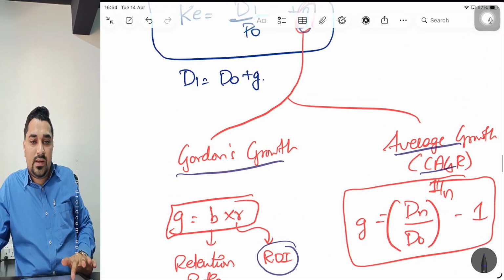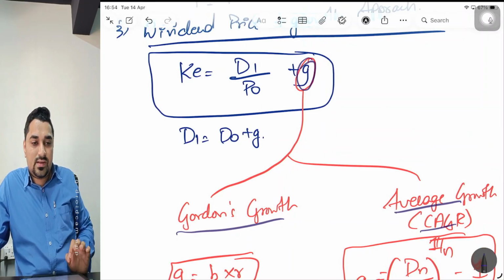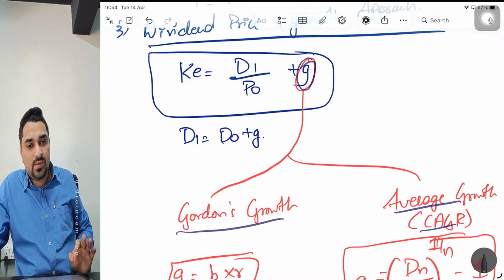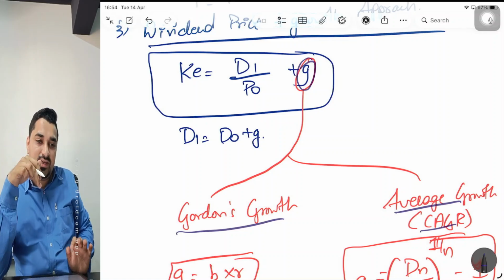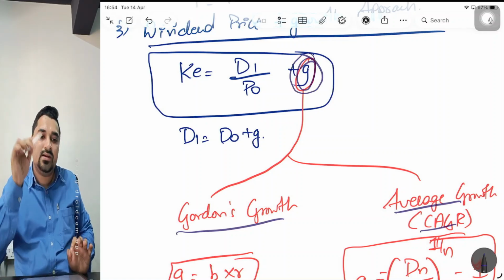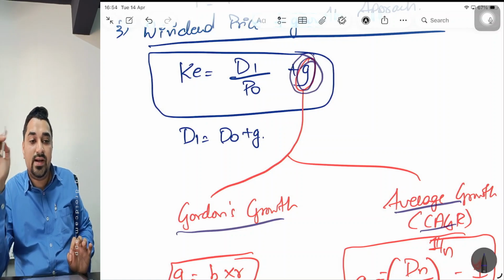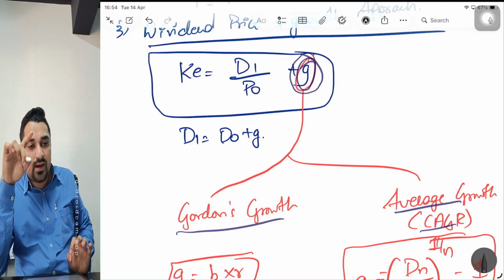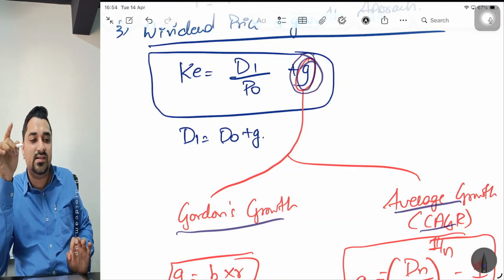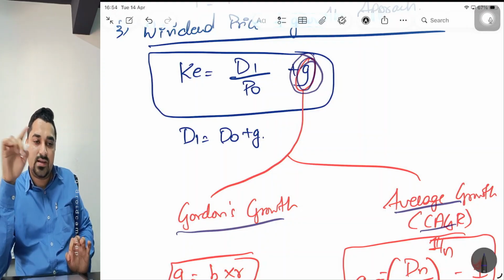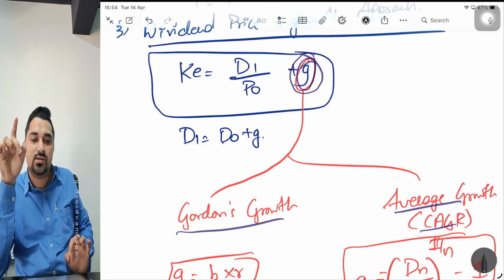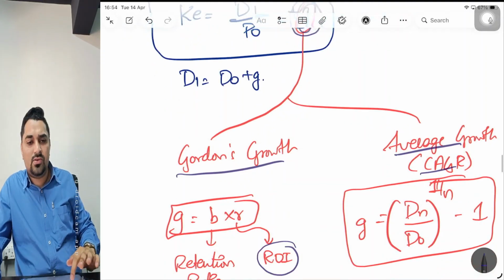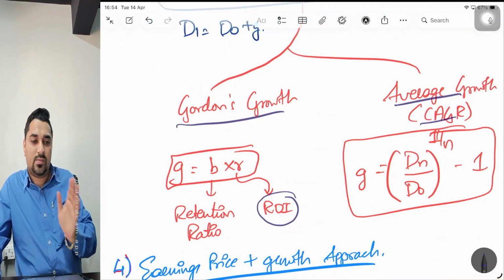So in DP plus G, what is growing? See, in DP plus G also there is G, in EP plus G also there is G. What is the difference between this G and that G? The G in DP plus G is the growth rate in dividend. And the G in EP plus G is the growth rate in earnings. Understanding the difference? In DP plus G, the G is the growth rate in dividend. In EP plus G, the G is the growth rate in earnings. Correct? So how do you calculate G? Again, through Gordon's growth approach or CAGR.